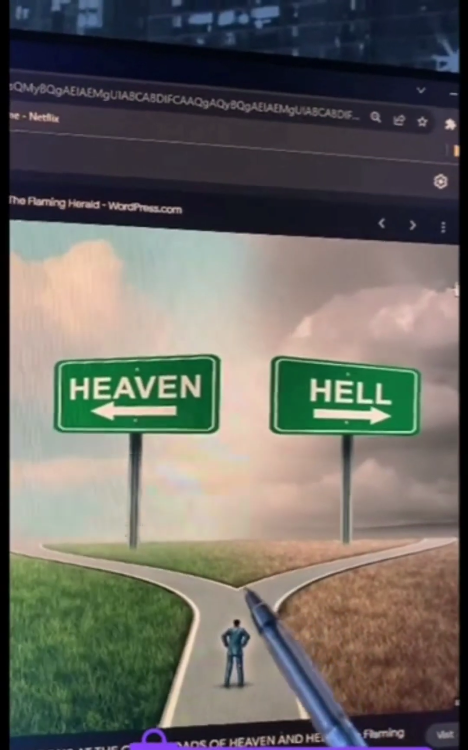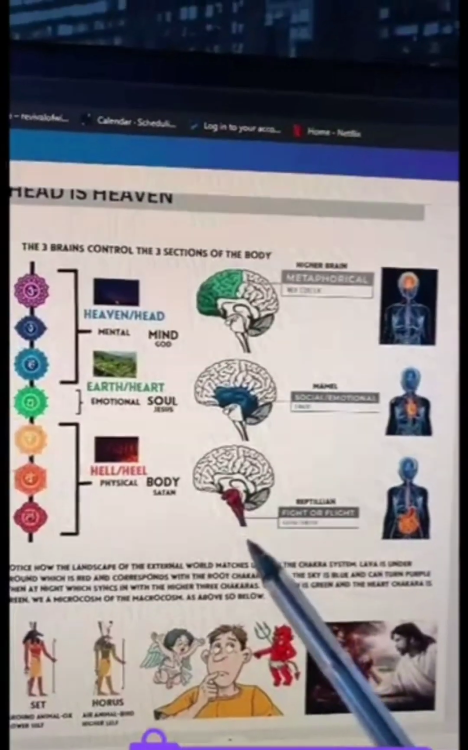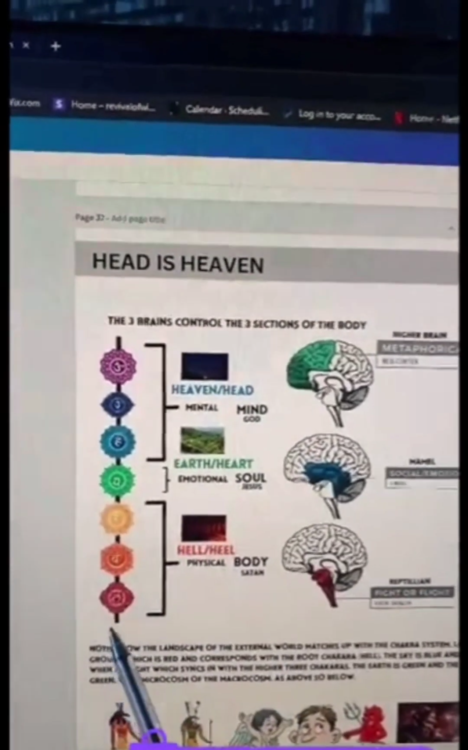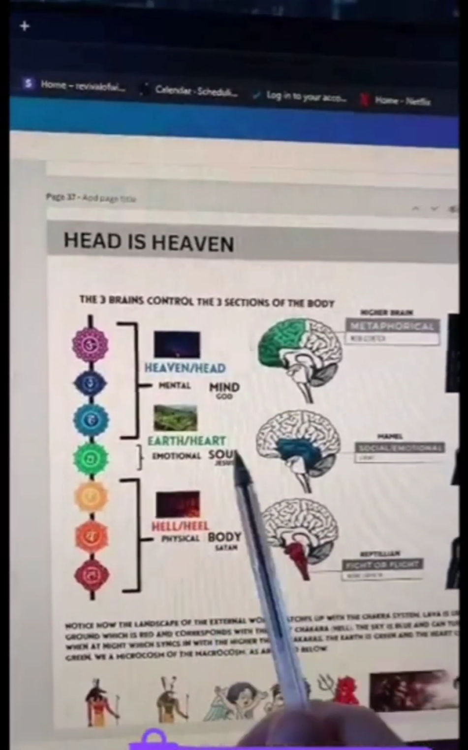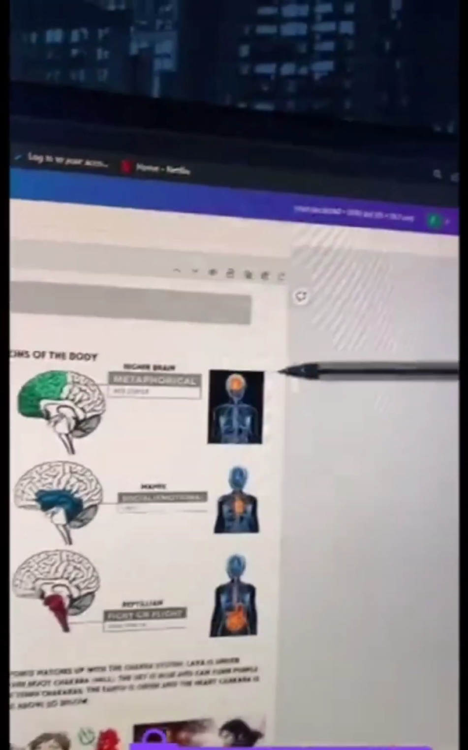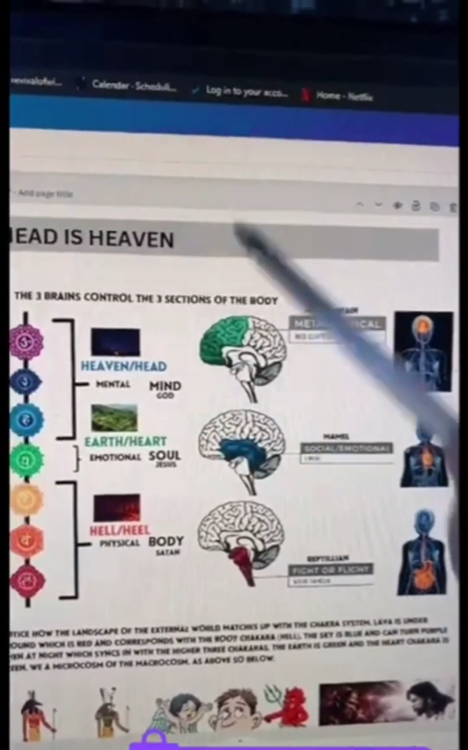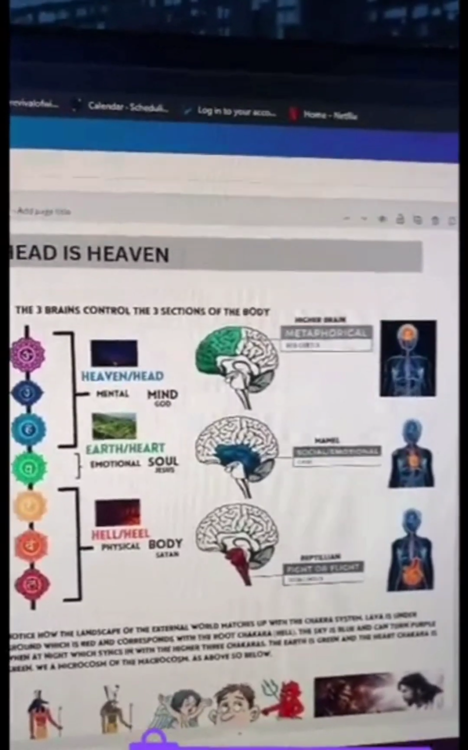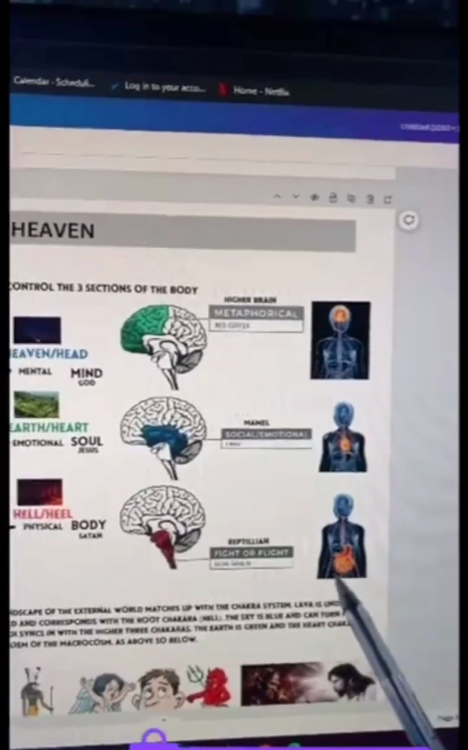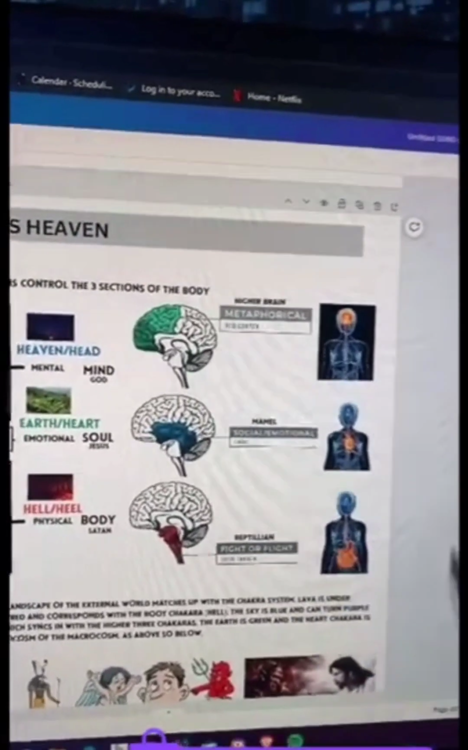Heaven and hell are not places, they are mind states. Heel is hell, the root chakra. Head is heaven, earth rearranged is heart. The 3 parts of the brain control the 3 sections of the body. Depending on which brain is dominant, you are either manifesting heaven or hell. If you're thinking with your gut area all the time, you are manifesting hell.